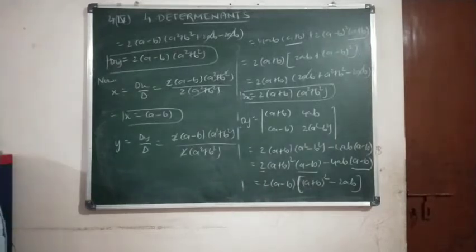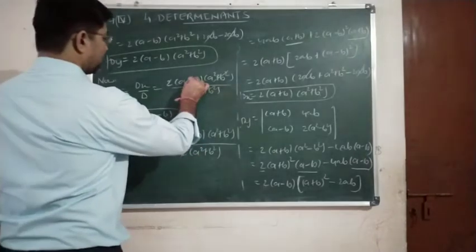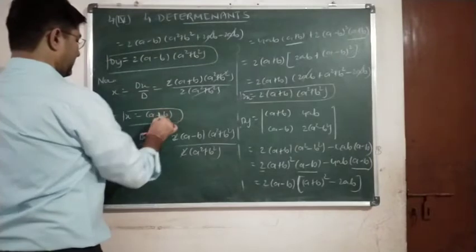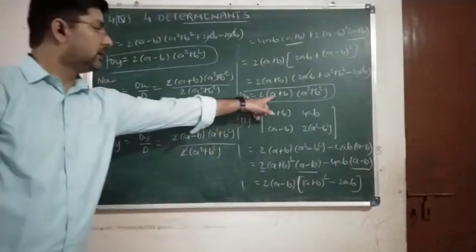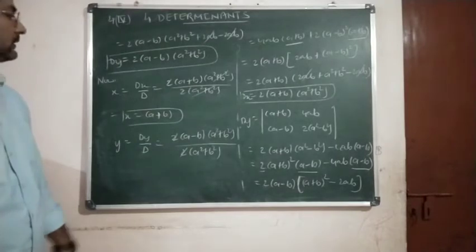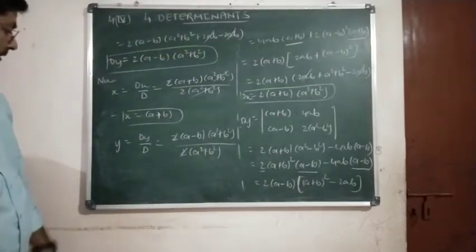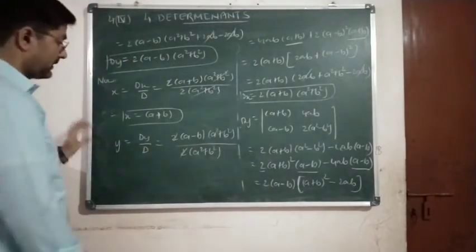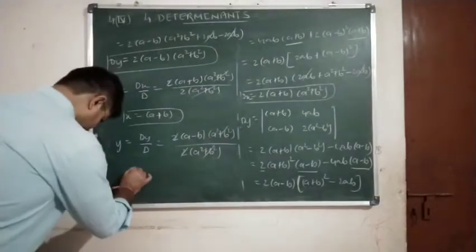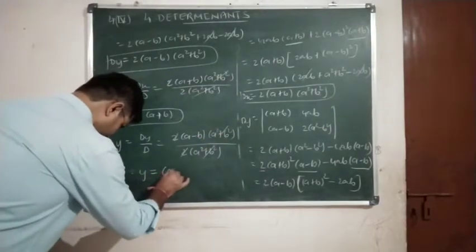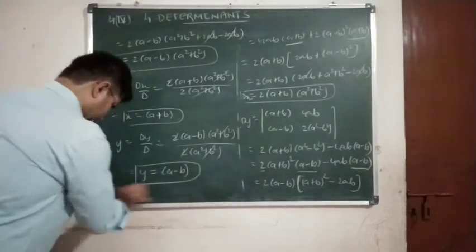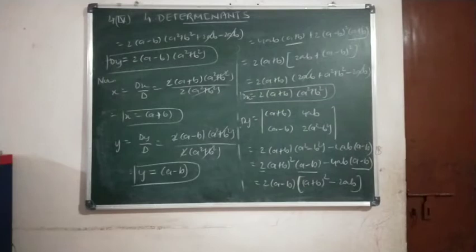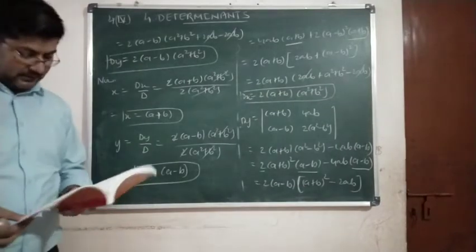Okay, the value of x was 2 into (a plus b). Yes or no? So here the value of x will be a plus b only. Here it is plus, so let us put the bracket to be a plus b. Clear? Okay, now the value of dy is 2 into (a minus b) into (a square plus b square). So the 2 and a square plus b square will get cancelled. Therefore y is equal to a minus b. Clear? So the value of x is a plus b and the value of y is a minus b.